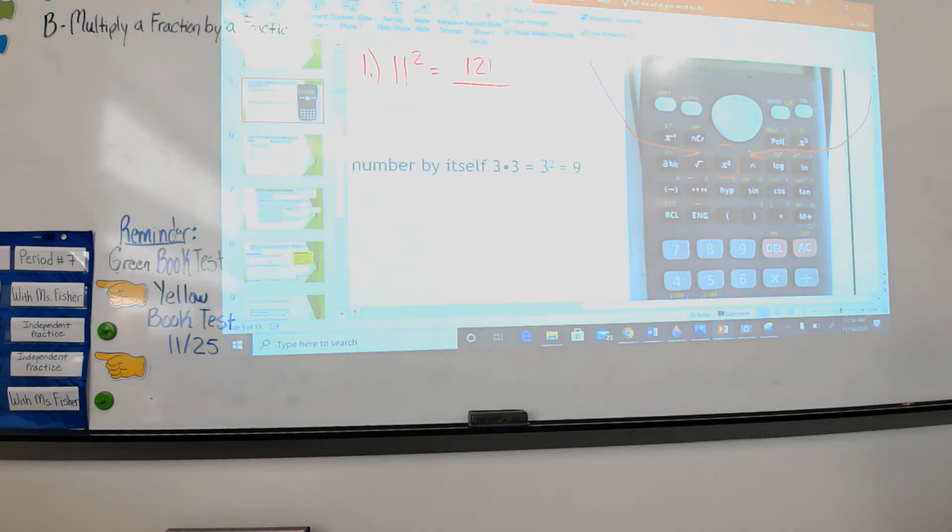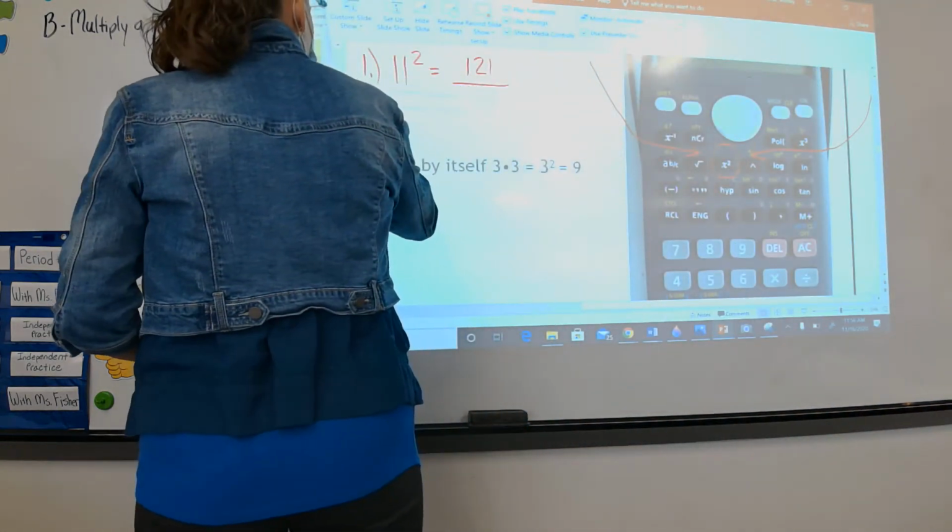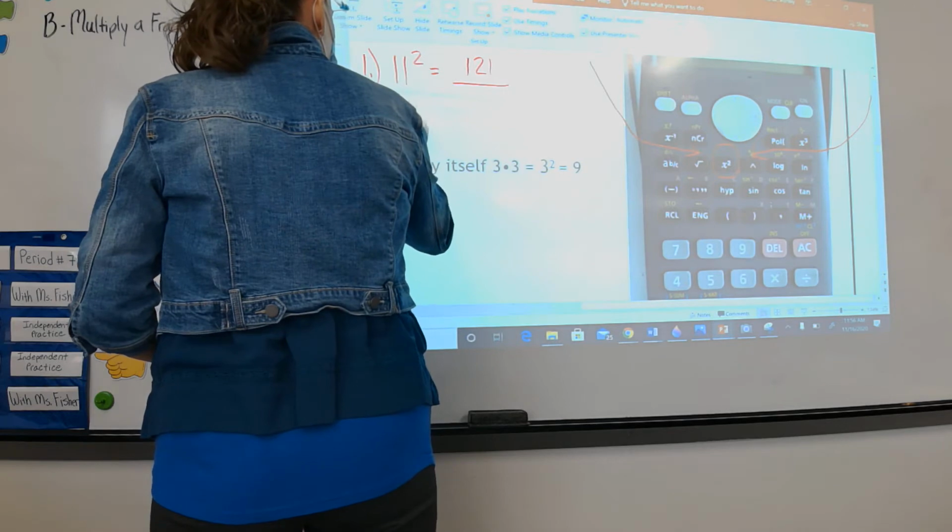All right. So the next one is 13. I'm going to write a couple of them up there. We got 13 squared, 14 squared, and 10 squared. All right. So I'm going to do 13 squared.